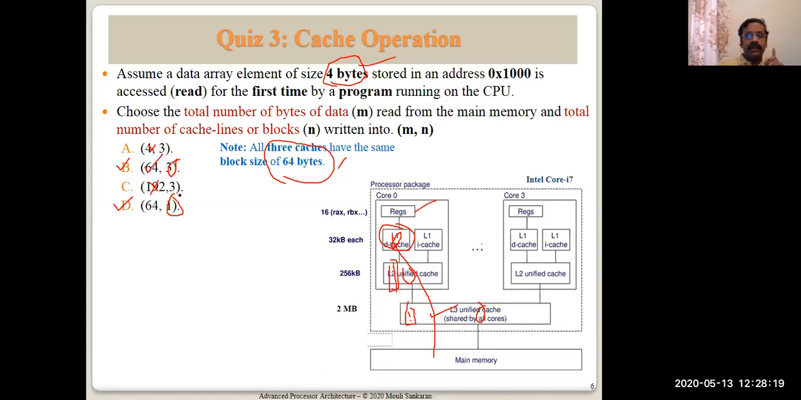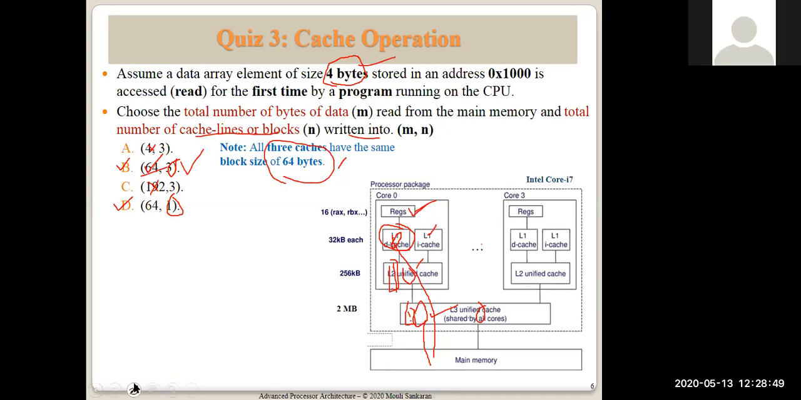In that case, 1 is not right, only 3 is correct, because it is not enough if you copy and bring it to this cache. It should be here for the CPU to use. So 3 caches have to be filled. So the number of cache line blocks written into will be 3, and the total block size moved from main memory is 64. Okay. Is it clear, guys?